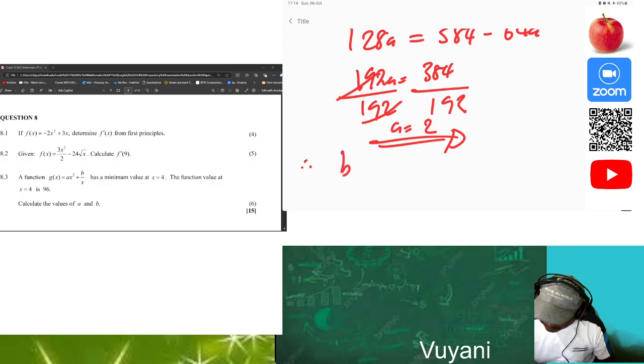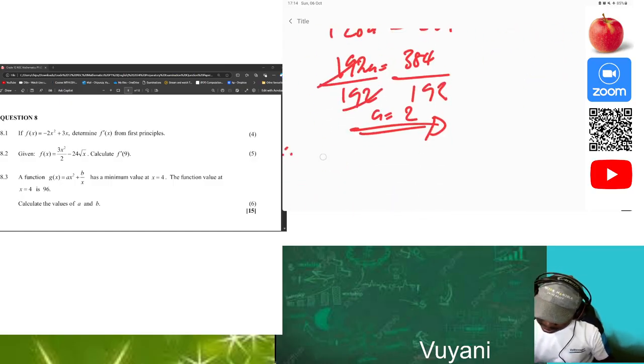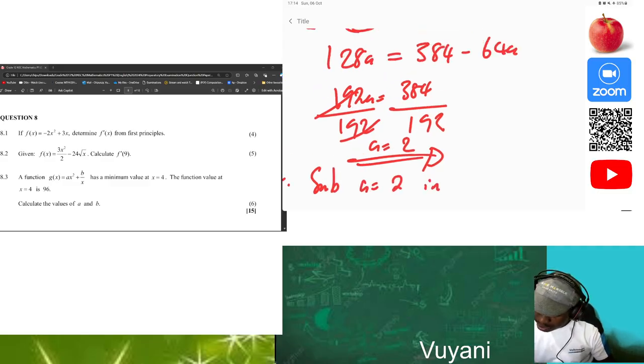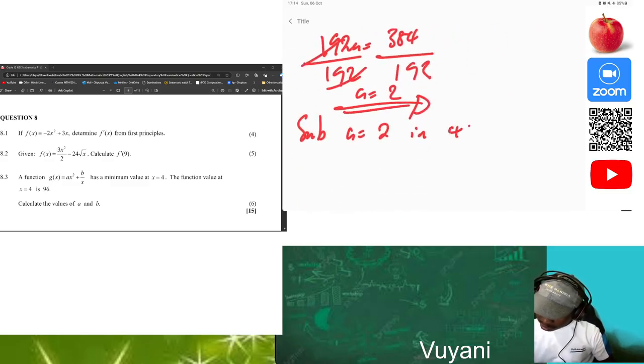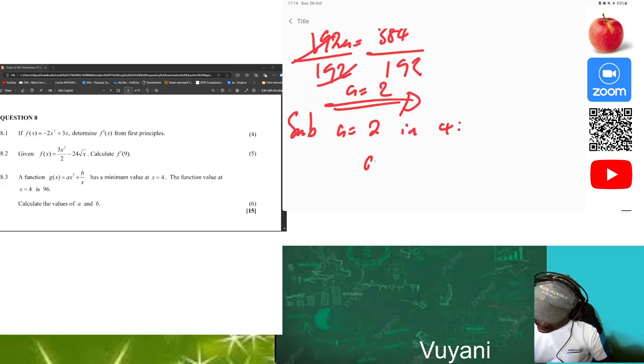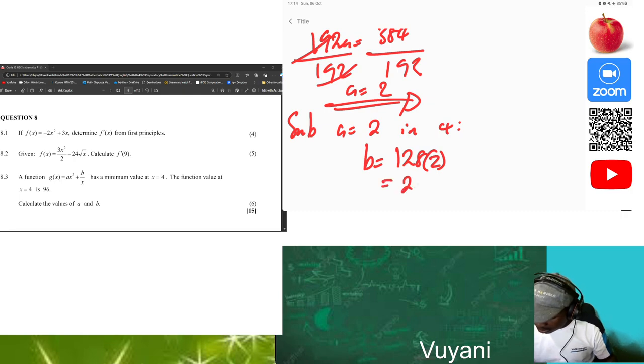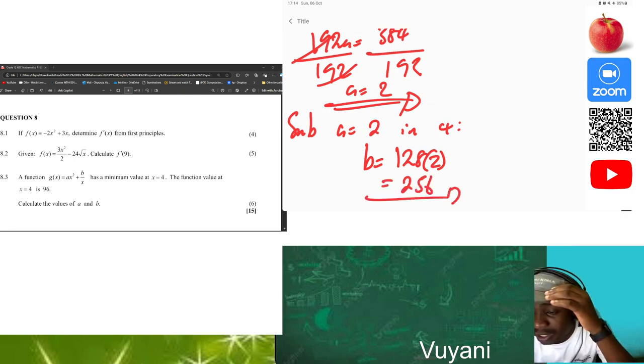Then therefore our B value will be equal to what? We say that our B is equal to 128A. So let's substitute A is equal to 2 in our equation 4, okay? So B is equal to 128A, and your A in this instance is 2. So 128 times 2 will give you 256. So our B value, which we are looking for, is 256.